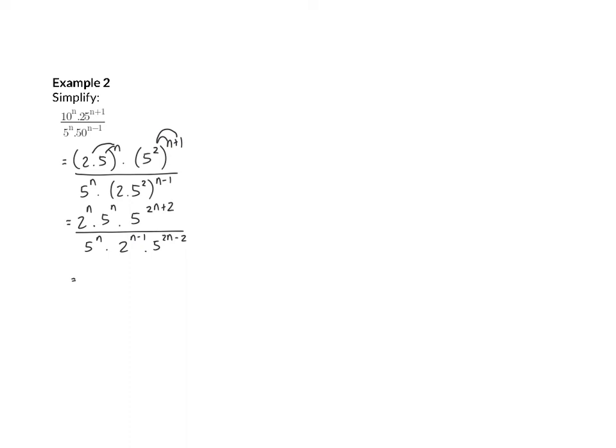Now I'm going to simplify the top and the bottom separately first. So in my numerator, I'm going to simplify the base of 5 by adding those exponents. So it becomes 3n plus 2. And the same thing will happen at the bottom. So I'm going to keep the base of 2. And then the base of 5, I'm going to add my exponents again. So it becomes 3n minus 2.